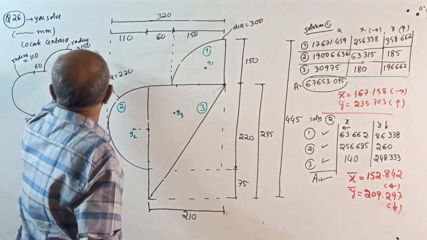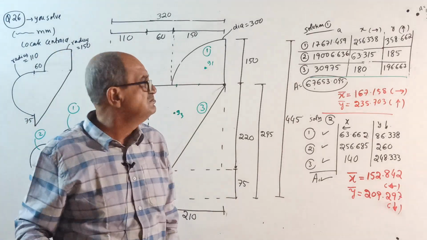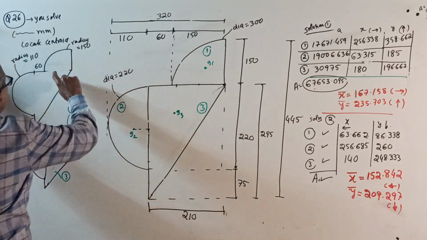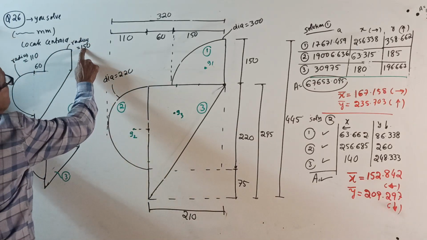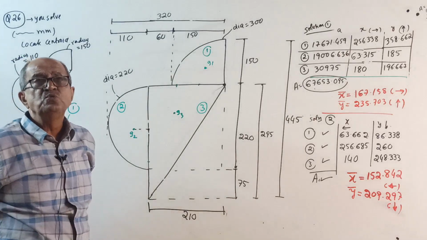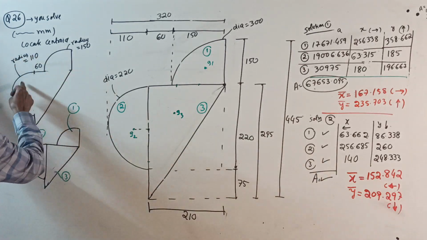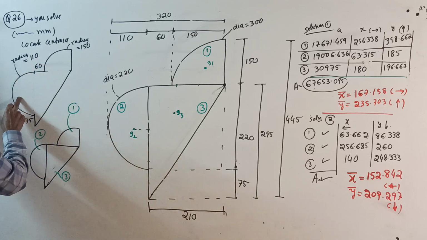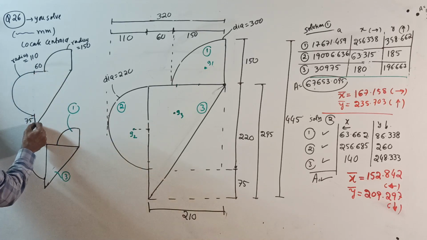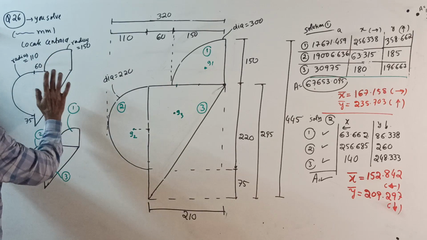Solve this question, question 26. First of all, I will tell you very briefly. This time I won't waste time writing each and everything. Locate the centroid of a quadrant of a circle of radius 150, and a semicircle of radius 110, then a gap of 60 here and a gap of 75, join these two points. This is the given lamina. All dimensions in millimeters. Okay, start.